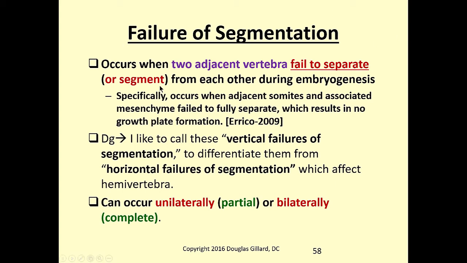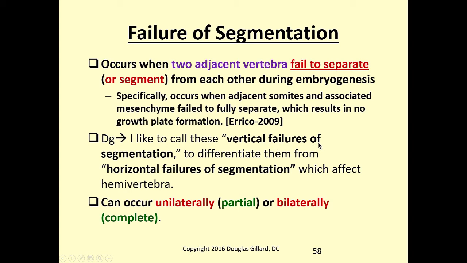Failure of segmentation. So occurs when, we know this already, kind of. Occurs when two adjacent vertebrae fail to separate, period. The end plates fail to separate during embryogenesis. Specifically occurs when the adjacent somites and associated mesenchyme fail to fully separate, which results in no growth plate formation, so there's no growth potential. That's a Rico 2009.